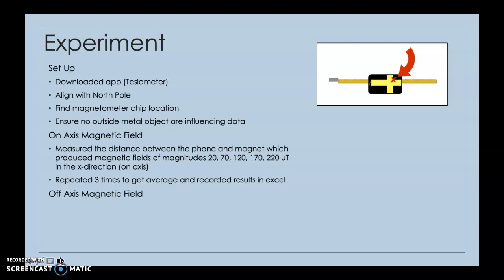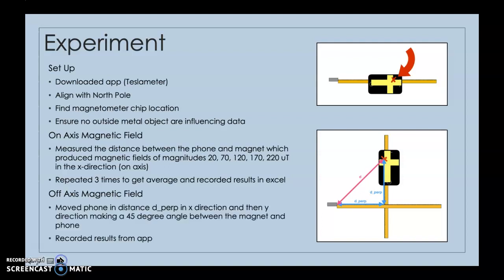To find the off-axis magnetic field, I moved my phone a distance d perpendicular in the x and y directions to form a 45-degree angle between the magnet and my phone, as seen in the image to the right. I recorded these results from the app in the Excel file as well.